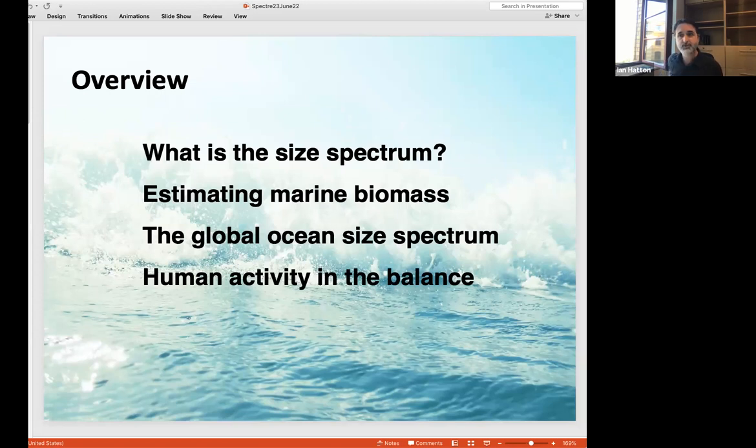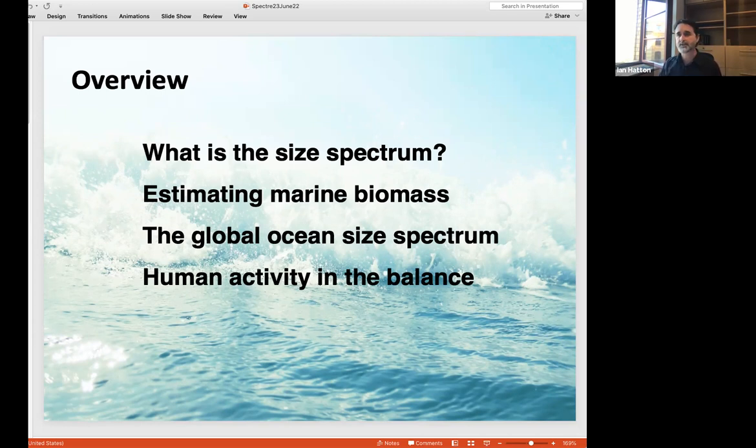And then, a bit of history, then our methods. We tried to reconstruct estimates for the total biomass of all marine life as it would have been 150 years ago in a pristine state, and then up to the present day. Then I can show you what the pristine size spectrum looks like at the global scale, and finally, how humans may have altered this pattern.